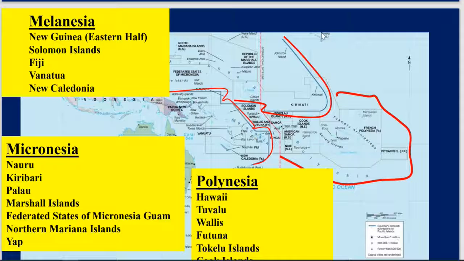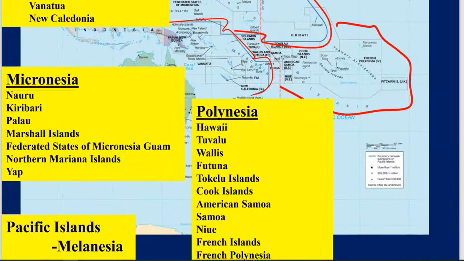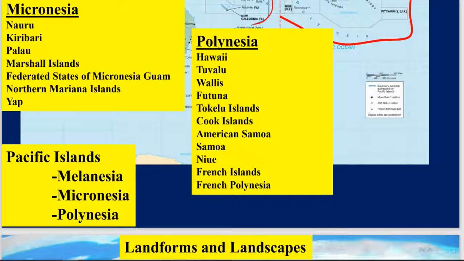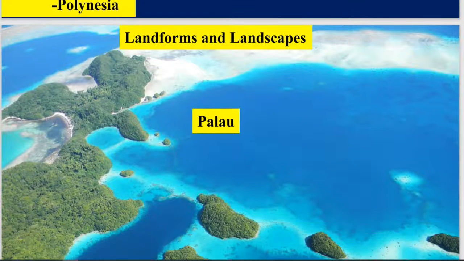And Hawaii is actually up here. It's not in the circle, but it is part of Polynesia. And the Pacific Islands, they are the three clusters that we spoke of here: Melanesia, Micronesia, and Polynesia. All right, moving down, landforms.